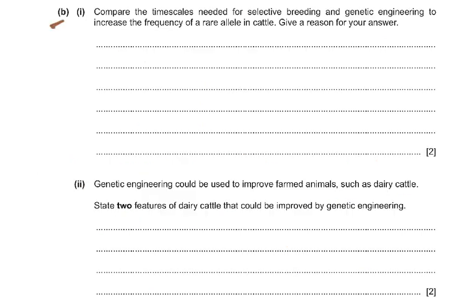Part B1 of the question: compare the time scales needed for selective breeding and genetic engineering to increase the frequency of a rare allele in cattle, and give a reason for your answer. So comparison: genetic engineering is very fast, selective breeding is very slow. And the reasoning is selective breeding occurs over many generations. So all cows could be surrogate mothers for engineered embryos.